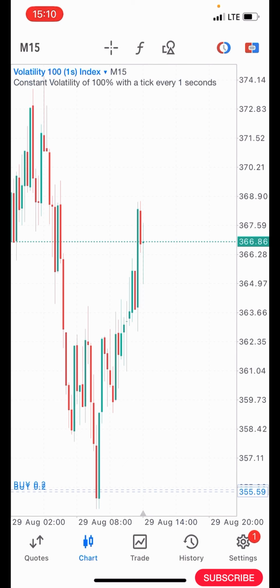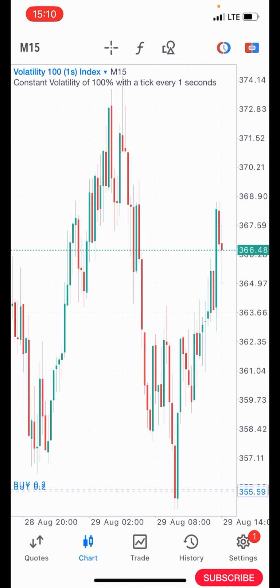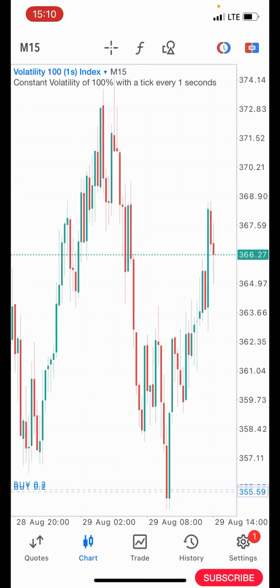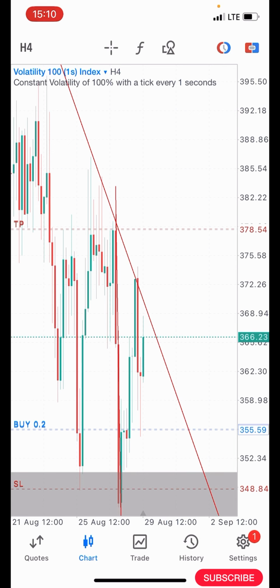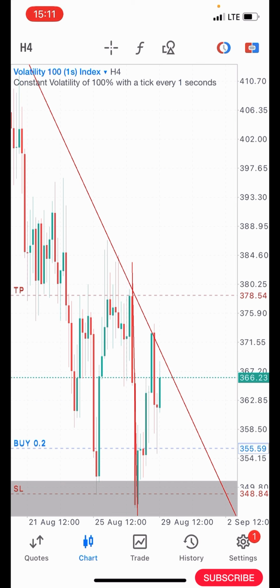Alright guys, as you can see right here, this is the trade I took yesterday and we are currently in massive profit. In case you haven't watched the video I'm talking about, you should check the previous video, the one before this one. You're going to see the trade setup, how I was able to make it, and my reason for taking that entry. In today's video I also want to add some analysis so that you get the idea of what to do on Volatility 100 in the coming days.